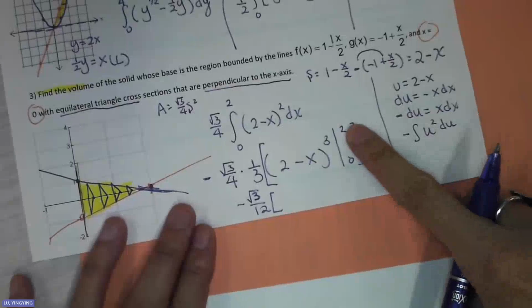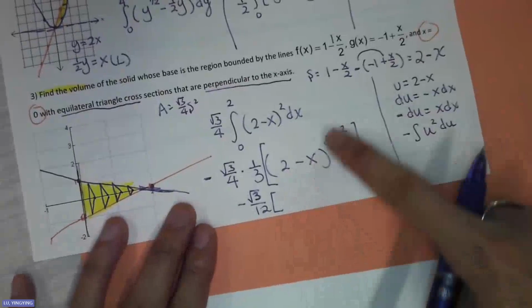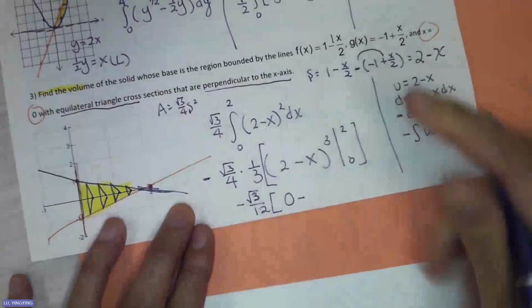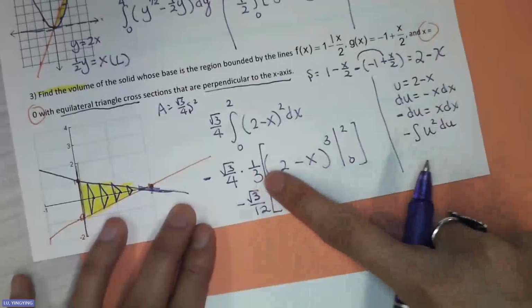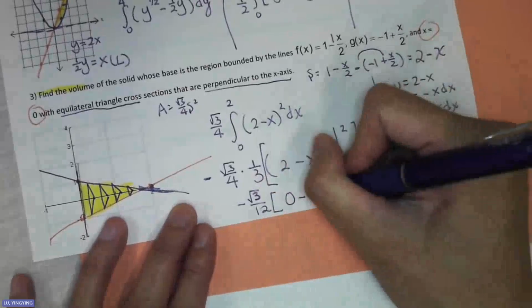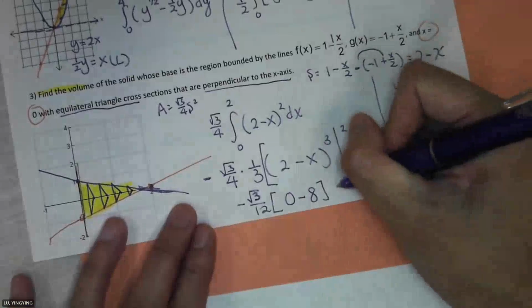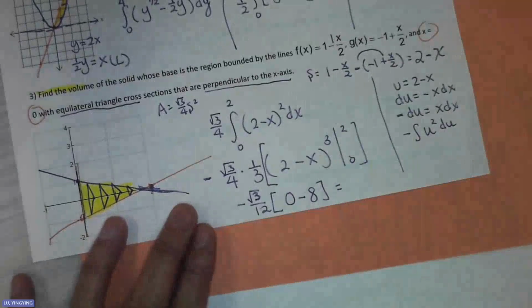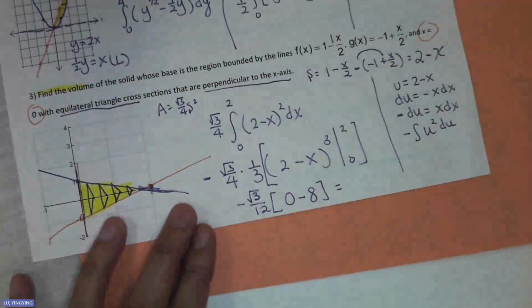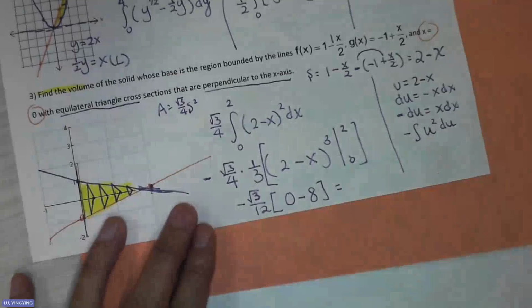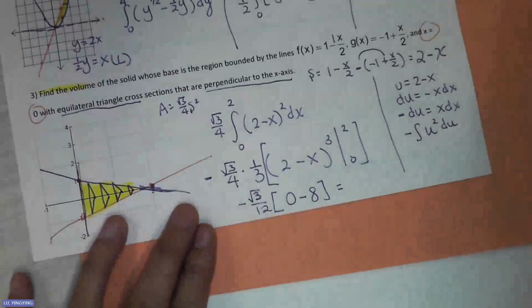And then if you plug in 2, 2 minus 2 is 0. 0 to the third power is 0, minus plugging in 0: 2 minus 0, which is 2 to the third power is 8. I like U sub better because the calculation is less. But I know Dan did a different way, right? We'll see if your calculation is any easier. What do you get? What do I get?